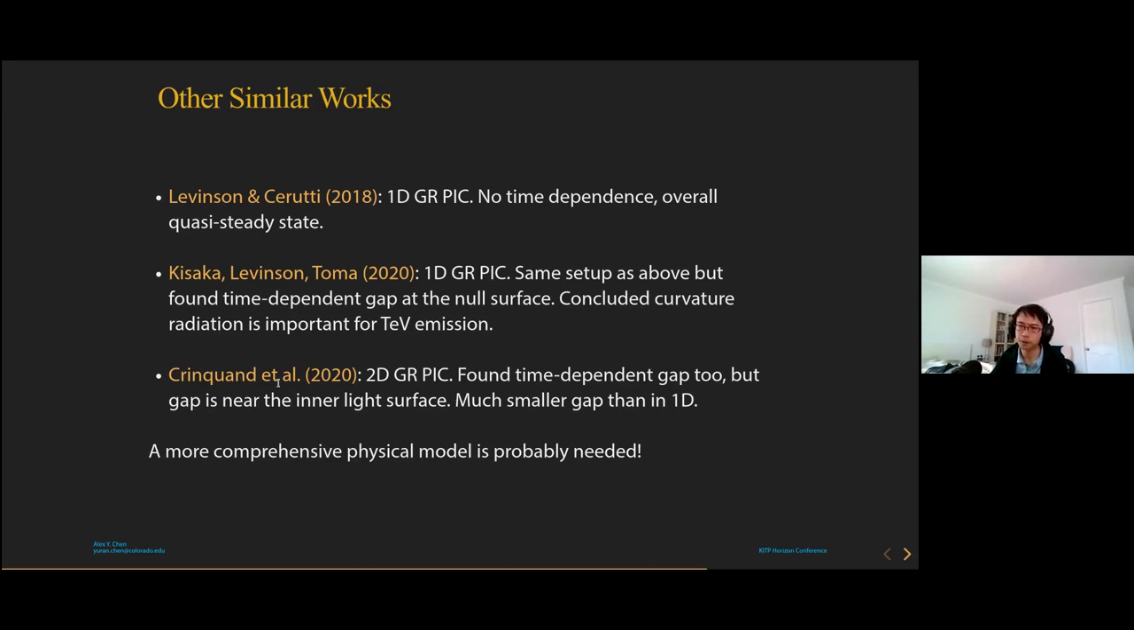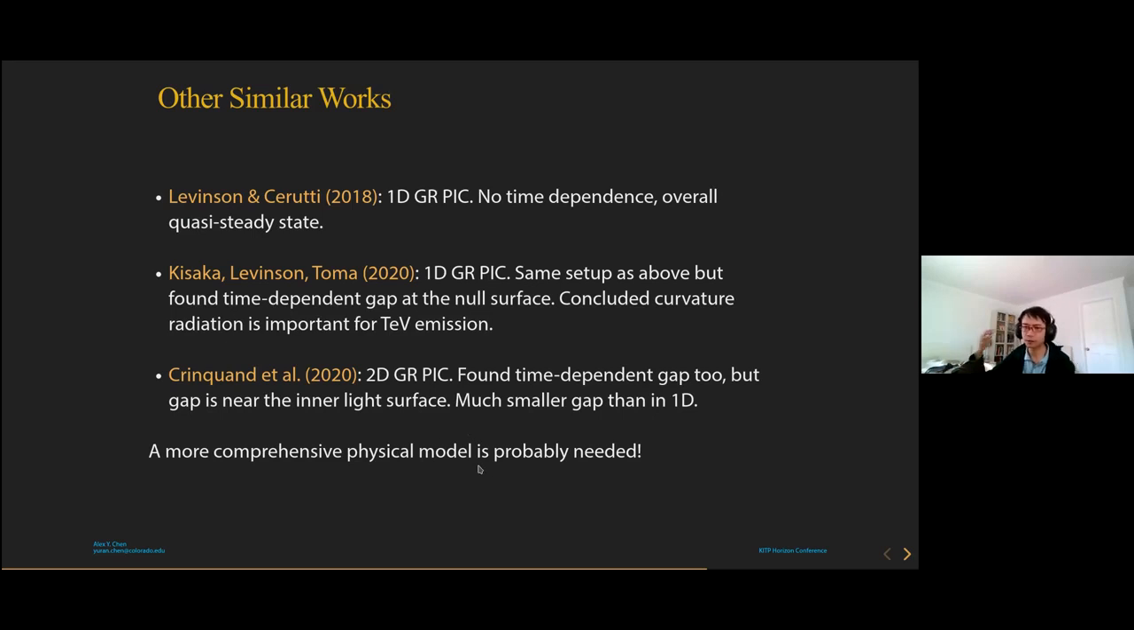And then Benoit and his student did 2D GR PIC. They also found time-dependent gaps, but the gaps are very small in 2D. The gaps are not near the null surface. It's very close to the horizon, in the near inner light surface. So on the zeroth order, we agree with each other. We have a time-dependent gap that recurs over a very short time scale. But on details, we don't agree. So there are more things to be done here.